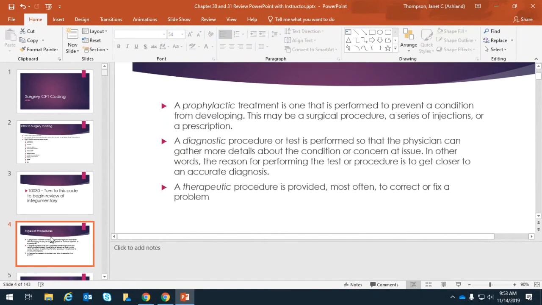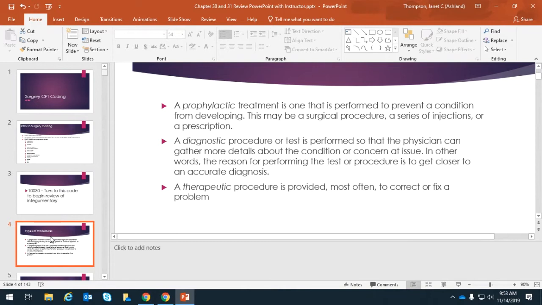So the different types of procedures: there's prophylactic, diagnostic, and therapeutic. Prophylactic is a surgery to prevent a condition from happening. Mastectomies are really common for this. If you test for the BRCA gene, BRCA1, BRCA2, you're maybe more susceptible to breast cancer. Some people opt to go ahead and do this, or maybe have a hysterectomy to prevent that cancer from occurring.